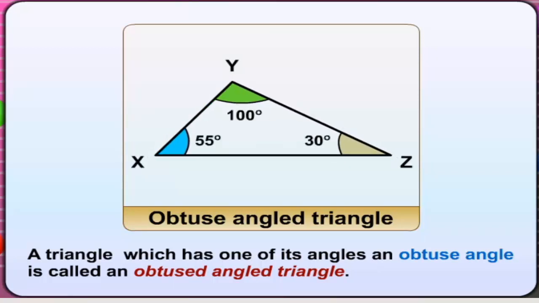Similarly, the triangle XYZ has one obtuse angle. So, the triangle XYZ is also an obtuse angled triangle.